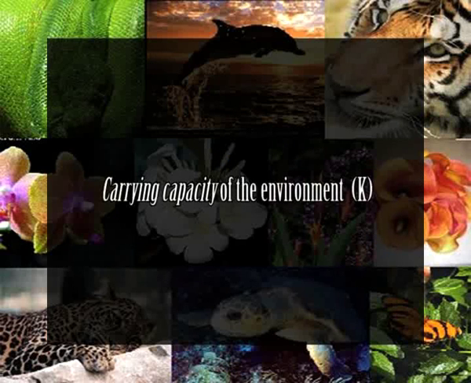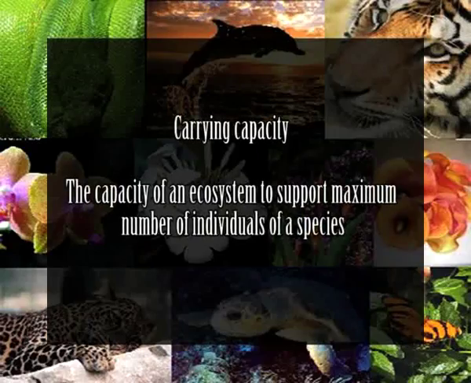The size of the population at equilibrium phase is determined by the carrying capacity of the environment, which is denoted by K. Now, this carrying capacity is defined as the capacity of an ecosystem to support the maximum number of individuals of a species. As the population size increases, the population growth rate declines as it approaches carrying capacity.